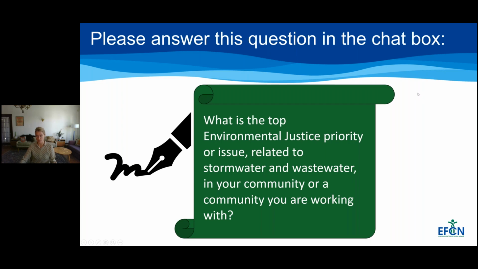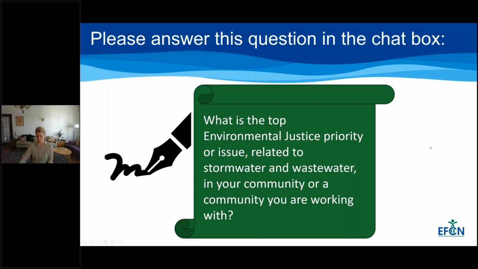But also, I would like to know from all of you, or anyone who's willing to answer, what is the top environmental justice, or EJ, as we can sometimes call it, priority or issue related to stormwater and wastewater in your community or a community that you're working with? So maybe take a second to think about what that priority or issue might be. Since we have attendees today from all over the place, we'd like to gather a little more information about different places and what kinds of issues they're facing. So if you can also provide a little bit of geographical context in your response, like where you are located and where your work is, that would be really helpful.